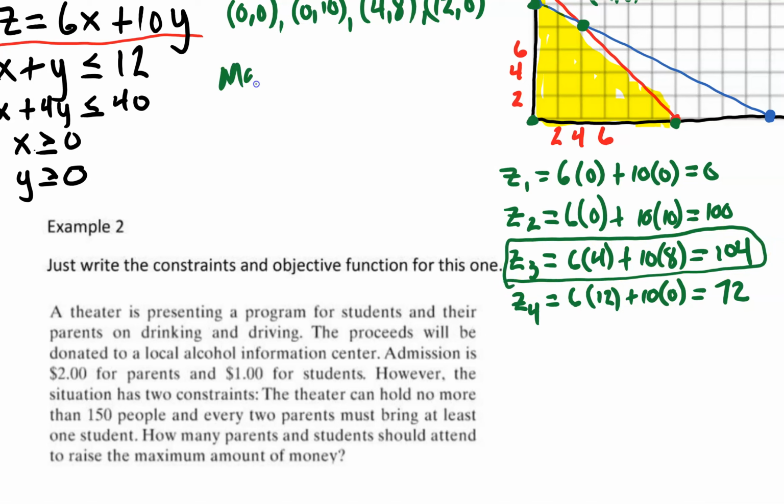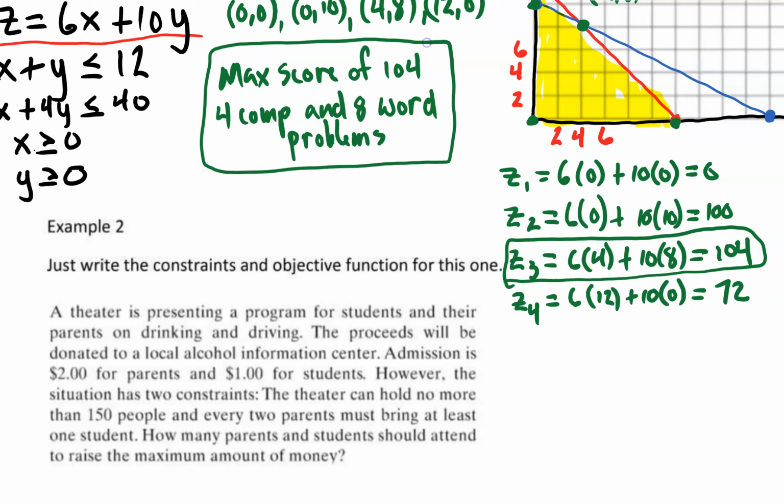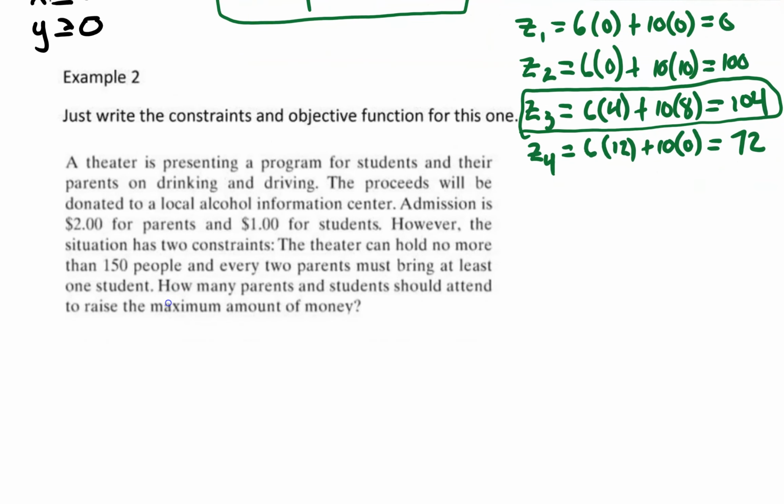of 104, and that means you are required to do 4 composition and 8 word problems. That would maximize your score. You could get 104 out of that. All right, let's take a look at this next one.